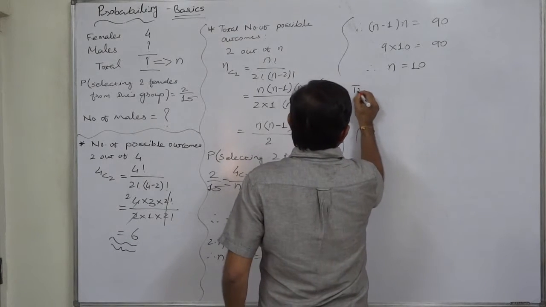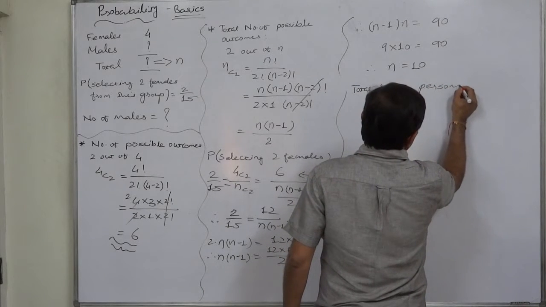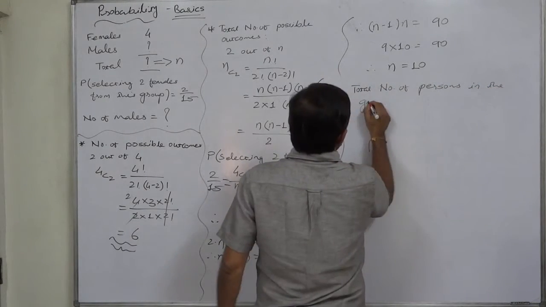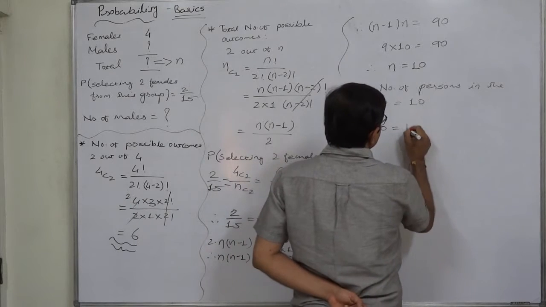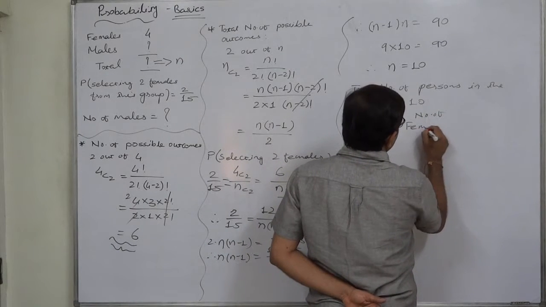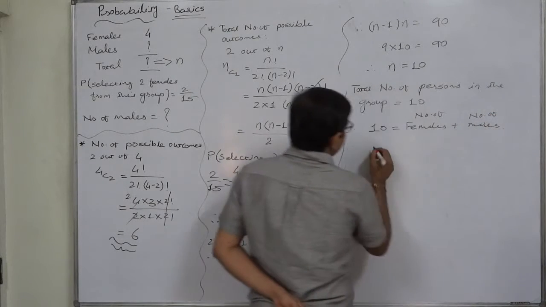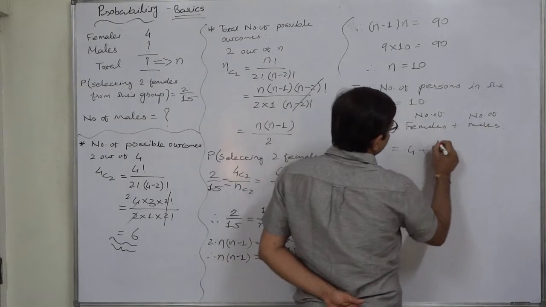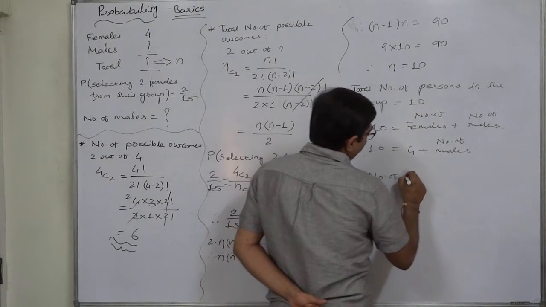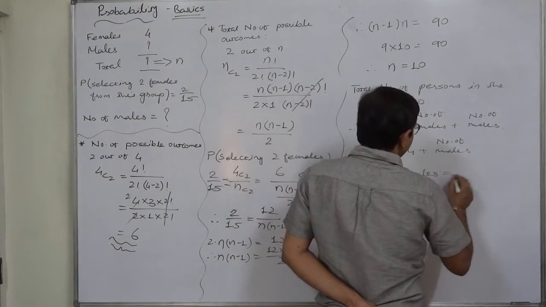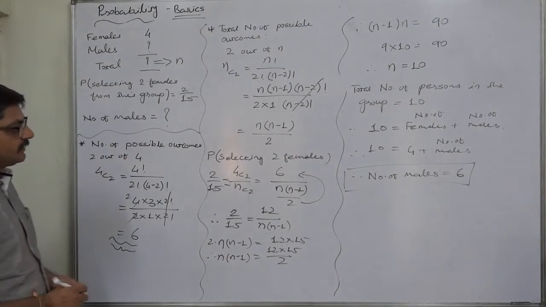That means the total number of members in the group is 10. So 10 equals the number of females plus the number of males. That means 10 equals 4 plus the number of males. Therefore, the number of males in the group should be 10 minus 4, that is 6. This is the final answer.